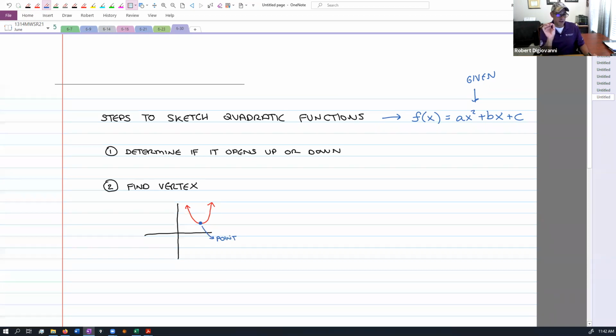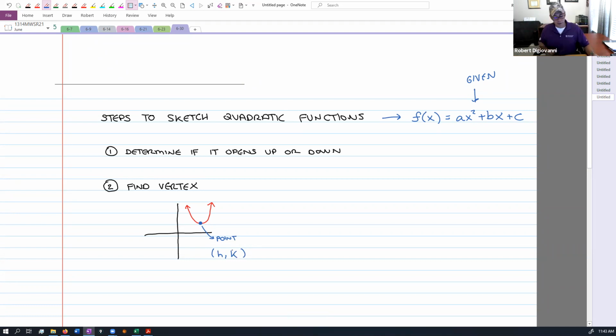And so it's a very special point. So we're not going to call it XY. Normally we call a point XY. Because it's the vertex, we're going to label it with special letters. We're going to call it HK instead. That's just the standard convention. So the vertex is a point, HK.